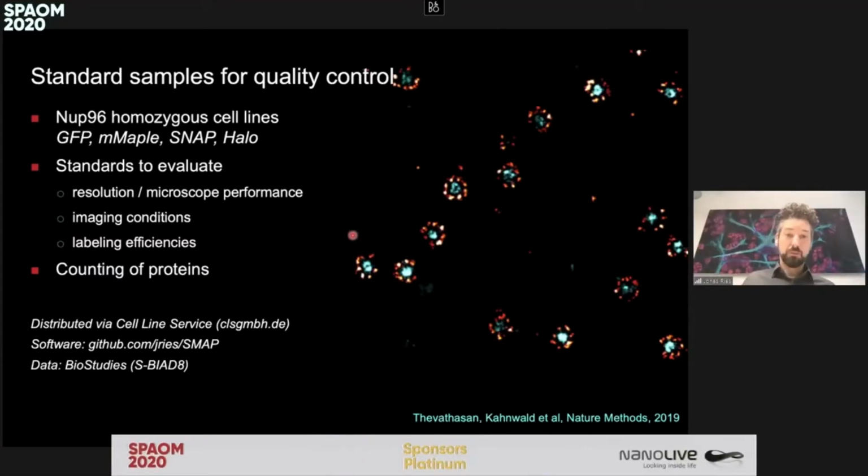So we deposited these cell lines on a public repository, the CLS, and already quite a few groups are using these cell lines, and I think they are slowly becoming the gold standard for quality control in super resolution microscopy. And if you're interested, just try them out, either to check your microscopes, but also to just get pretty pictures for your next publication.